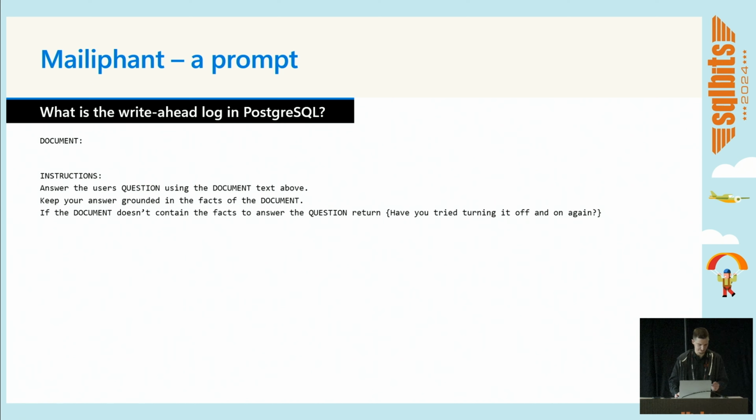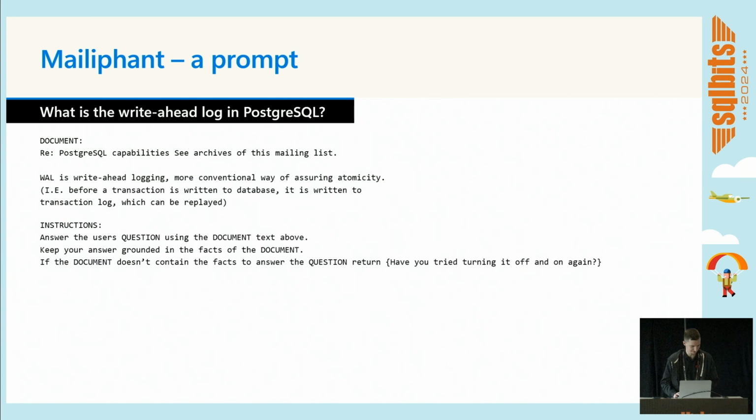I think I got the slide wrong, but this is a sample prompt that you could use, for example. You would have a placeholder for the document and some text like: answer the user's question using the document above. Keep your answer grounded in the facts of the document. If the document doesn't contain the facts to answer the question, return, "Have you tried turning it off and on again?" And I outed myself as liking The IT Crowd.